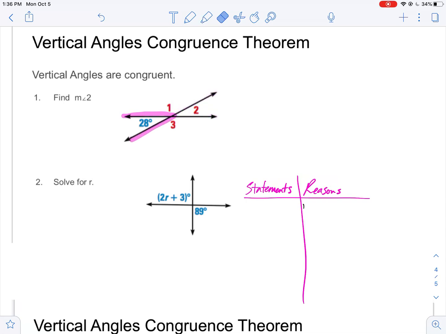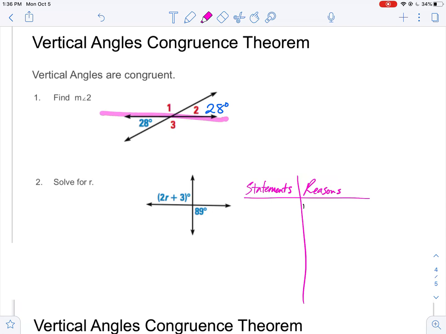So there's one V, there's the other one, or there's an X there. They are across from each other, and they are the same measure. So 28 degrees must be congruent to angle 2, and then angle 1 and angle 3 are going to be congruent as well. Then if 28 and 2 are congruent, this must be 28 degrees.